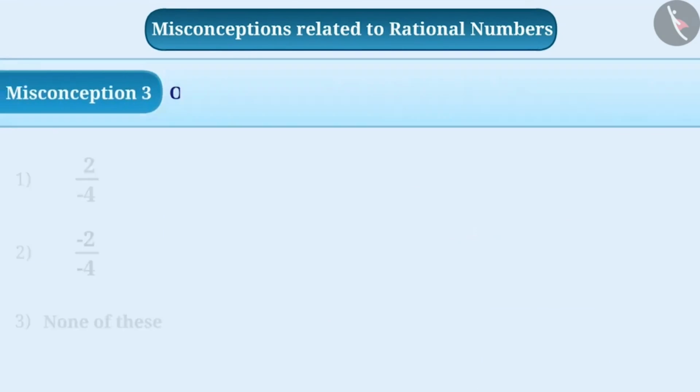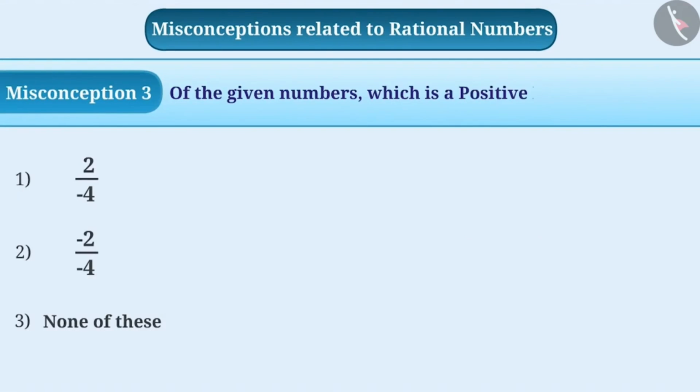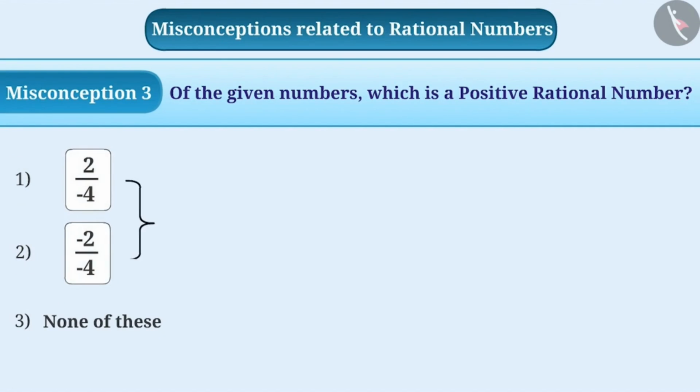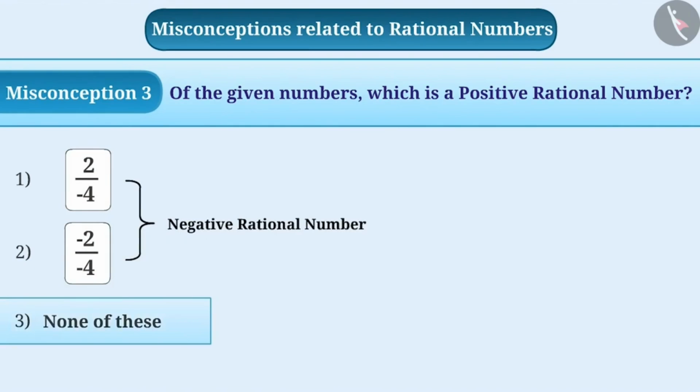Misconception 3. Of the given numbers, which is a positive rational number? Some students fail to understand the basic concept of positive and negative rational numbers. They just see that in the given options, negative sign is used. Therefore, all are negative rational numbers. With this understanding, they choose the incorrect option, option 3, which is none of these.